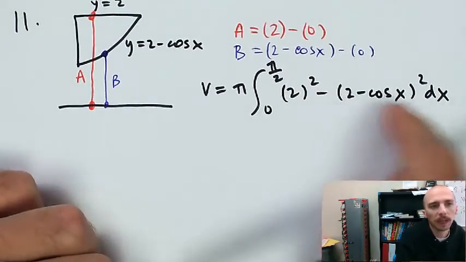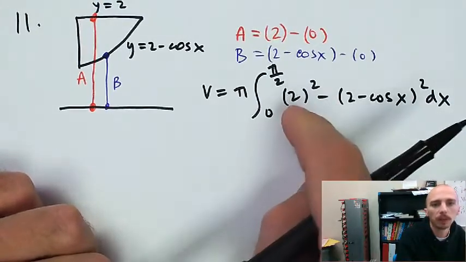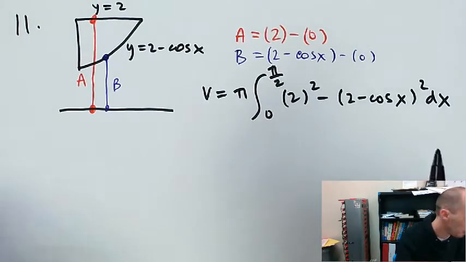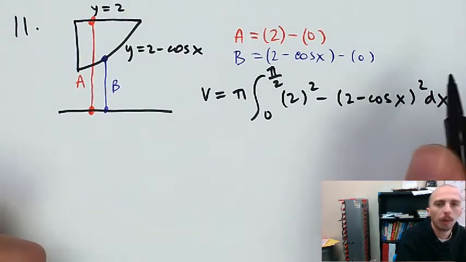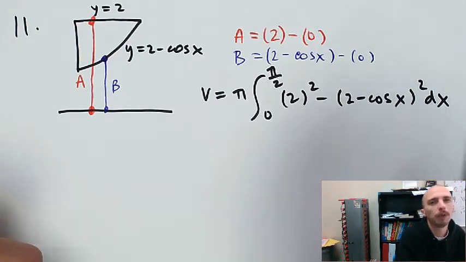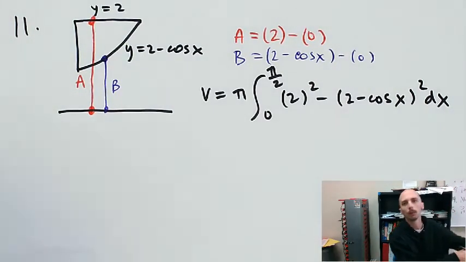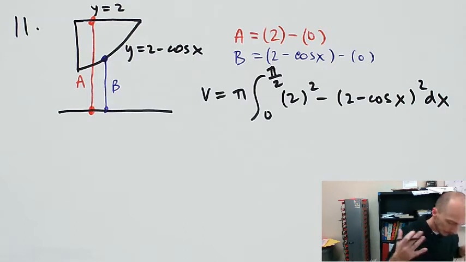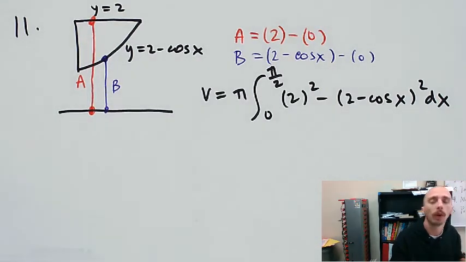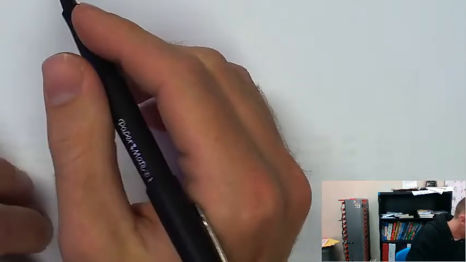We could expand this with some algebra and square that and actually do the subtraction and everything. And you'd end up with something with cosine x, but you'd also end up with something with cosine squared x, and that's not an antiderivative that we're required to know in this class. So you would need to either use a trig identity or a calculator, and well, I'm not going to do either of those things in this video. I'm just going to be setting up these washer volumes, as you've seen.